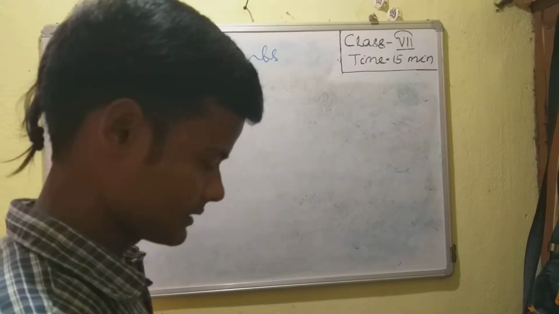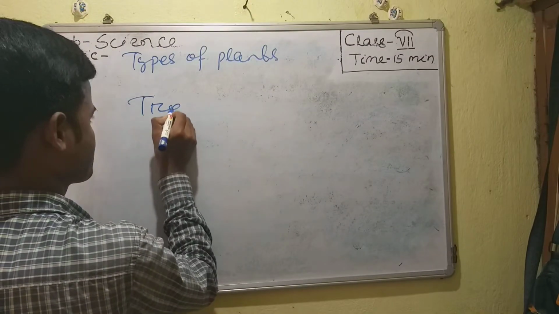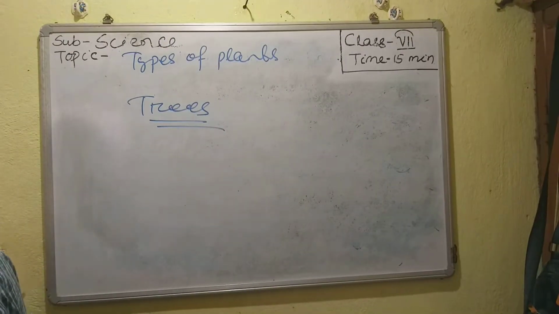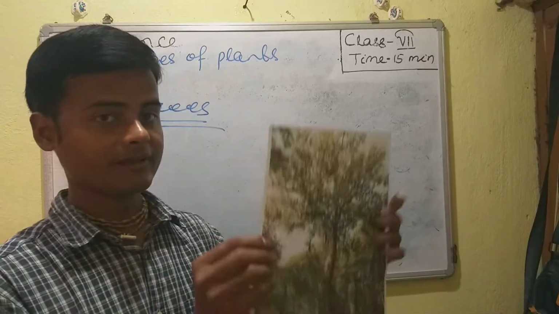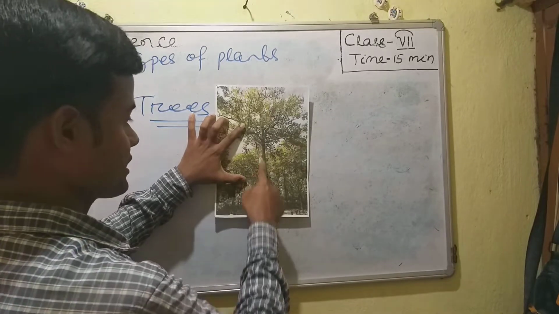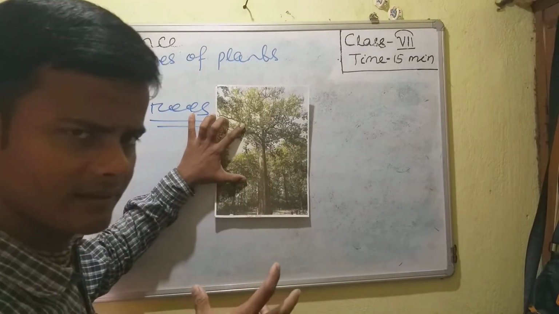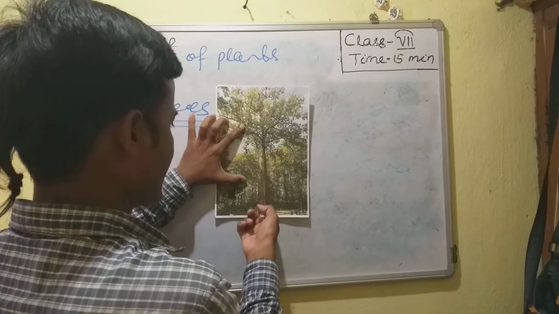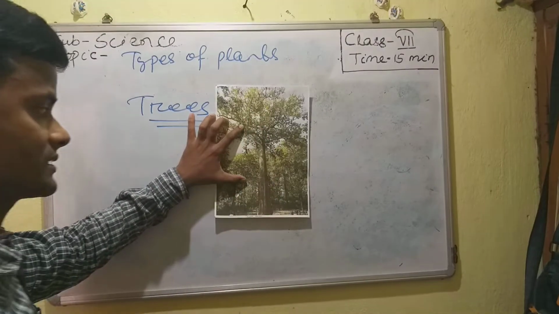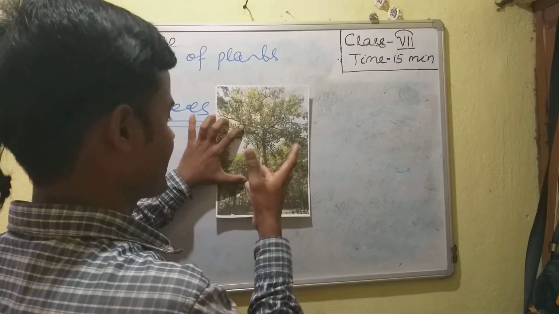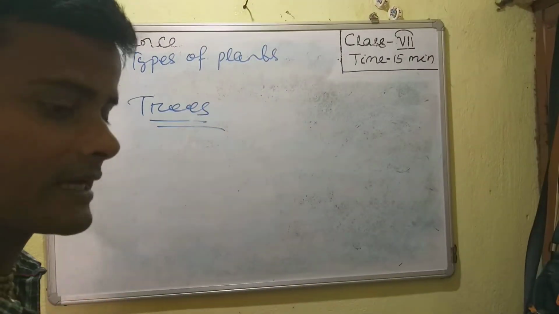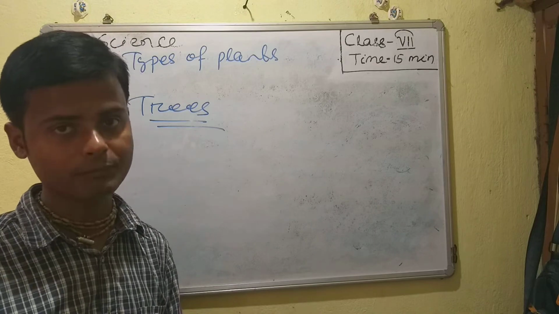Next one is trees. Let us show you a picture of a tree. You can see this picture, right? You see the stems are so thick and so hard. This type of plant makes branches above the ground, and these plants have many branches, right? It is a teak tree, and specifically these plants we use for domestic purposes.